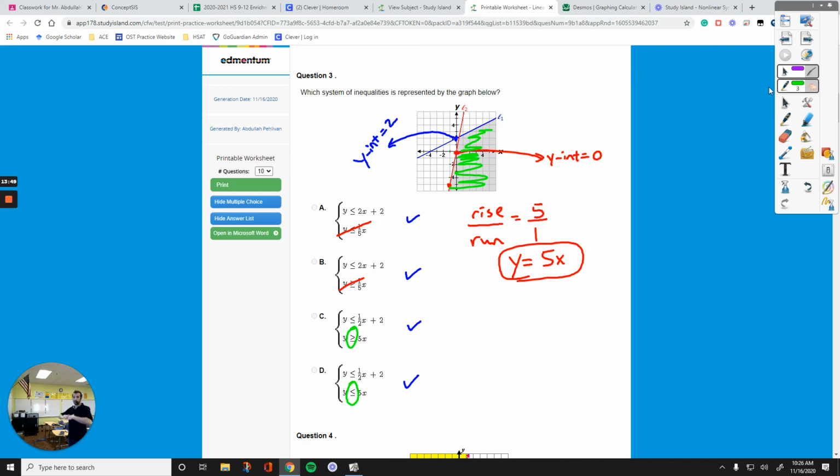And I'm shading below the line. This area is lower than the line. The line is above the area that I shaded. So that means my sign is going to be less than. So instead of this, my sign is going to be less than, since I'm shading below the red line, 5x. However, it's a solid line. It is not a dashed line. So I need this. And the answer that has that inequality is D. That would be my answer. Okay?